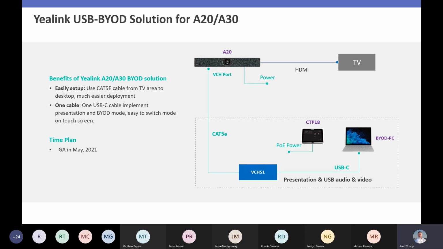We now get a dedicated Teams meeting room, but also the ability to run third-party applications on our PC via the VCH51 sharing box, which is basically going to be a USB connection from your PC, and then an Ethernet connection from the VCH51 to the A20 or A30.